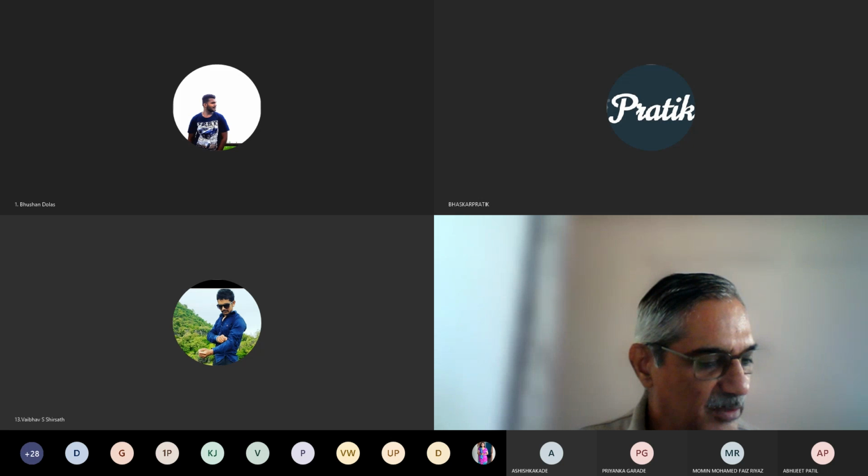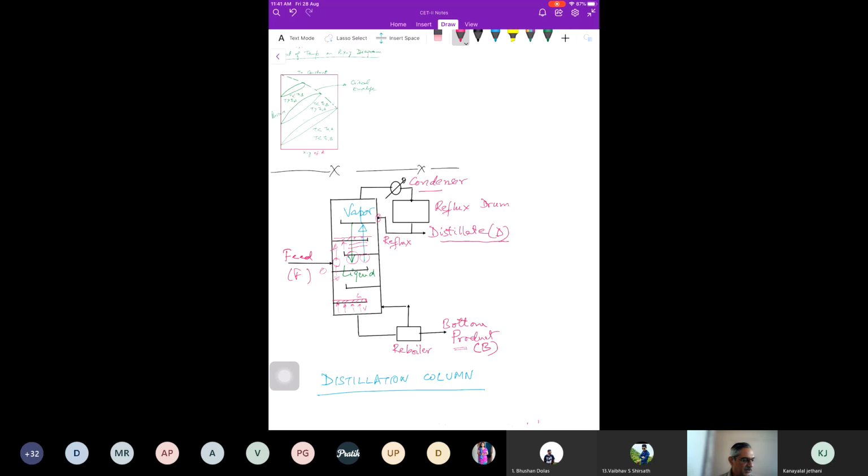Okay, so I'll repeat here. We have feed, which is a liquid at its boiling point, which enters the distillation column, and the pressure of the feed is slightly more than that of the distillation column. So when it enters the distillation column, it separates into two phases, liquid and vapor. The vapor goes up and the liquid comes down.